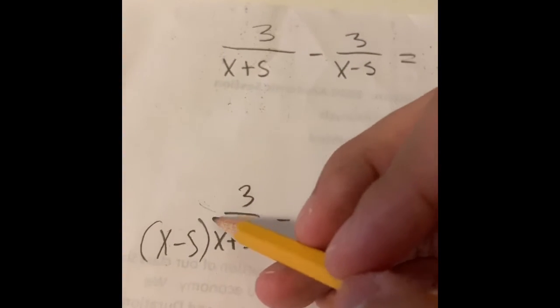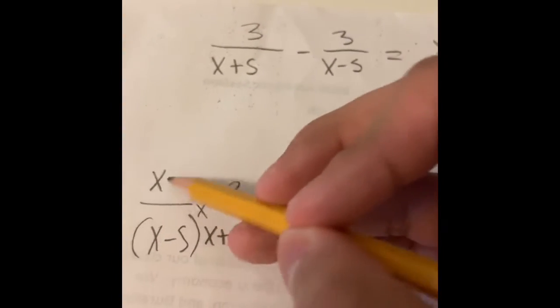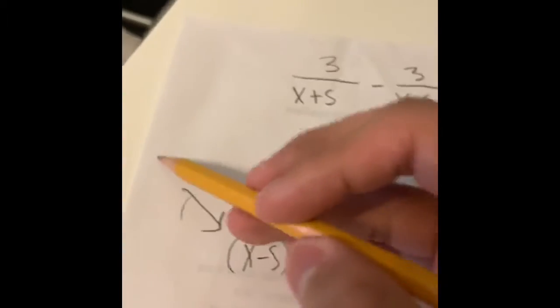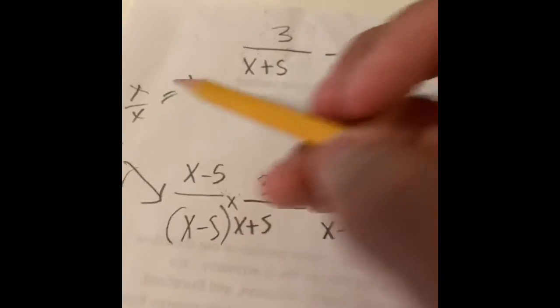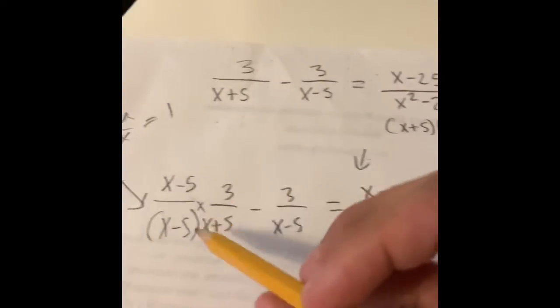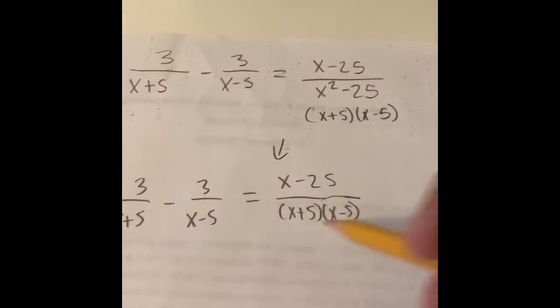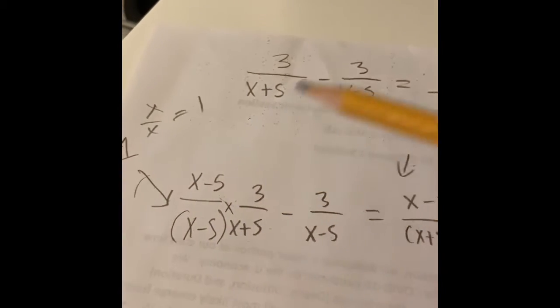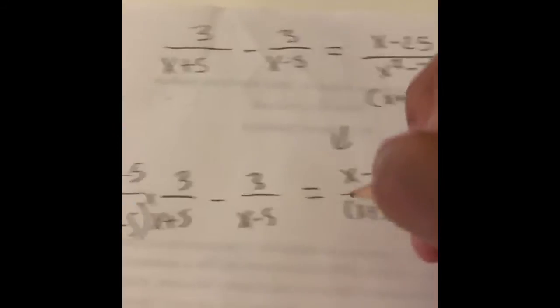And of course, make sure that the top is also x minus 5, so it just stays as 1, because anything over itself is always going to equal 1. So after you multiply like that, you get the same denominator as this, while maintaining math standards, because you're just multiplying by 1. You're just simplifying.